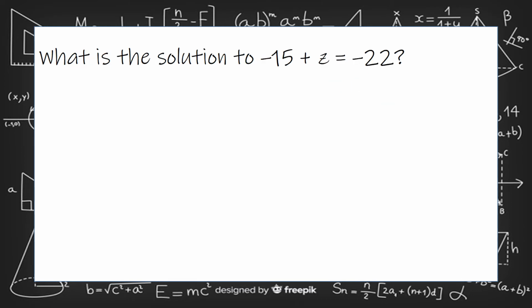What is the solution to negative 15 plus z equals negative 22? So I'm going to draw my line. Negative 15 is being added to z, so I'm looking for that additive inverse of negative 15. That's positive 15. You could also say it's being added, so I'm going to subtract a negative 15. When you subtract a negative, it's plus a positive. Same over here. These add together to get 0, that's a zero pair. And negative 22 plus positive 15 is negative 7.